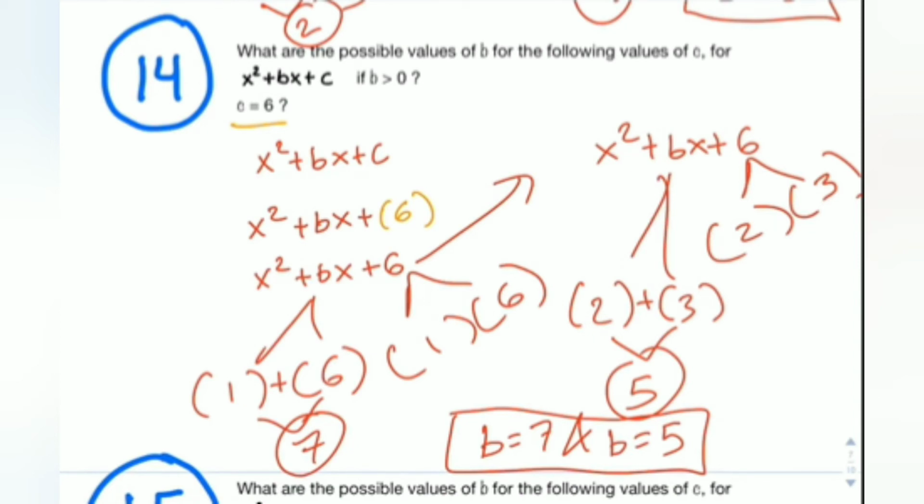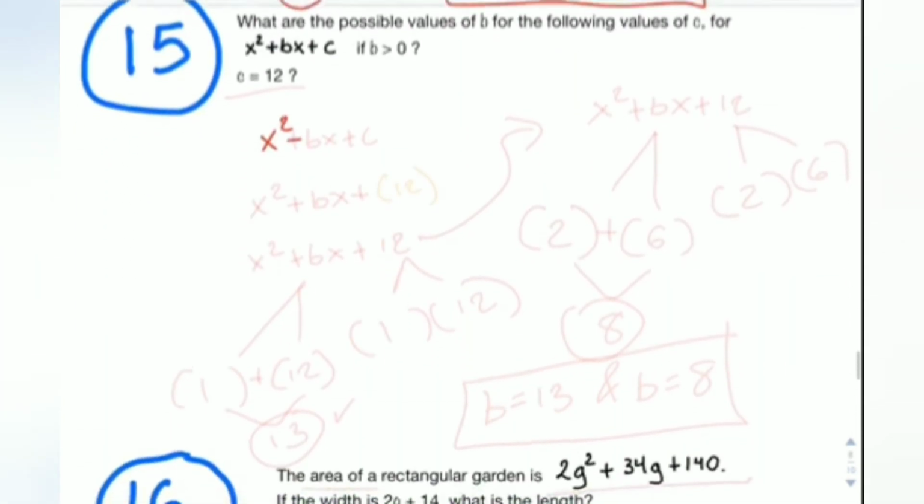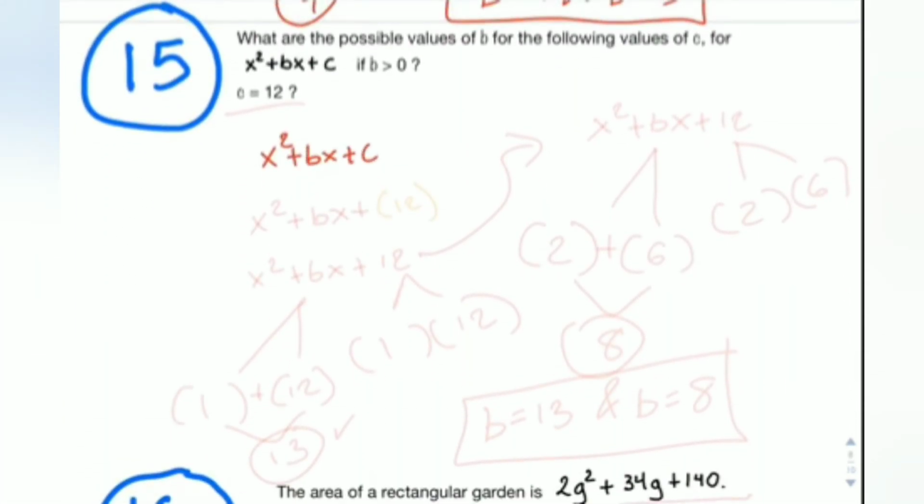Now, same problem. X squared plus bx plus c. Let's substitute c for 12. When we substitute, we always want to put it in parentheses, and I just like to put it in the same color.